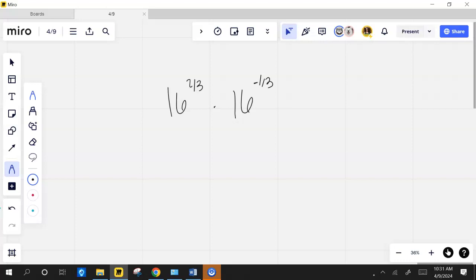See how the bases are the same? Since the bases are the same and I'm multiplying, I'm just going to add those exponents together. So what is 2/3 plus negative 1/3? Right? Now I'm going to put it back as a radical. So that's the 3rd root, because this number is the root, of 16 to the 1st power.